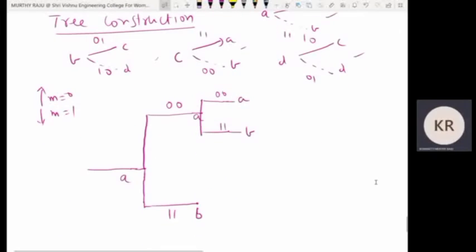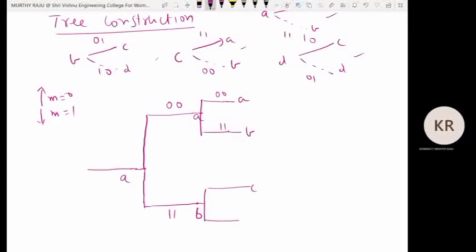Here you are in state B. The two states are C and D, with outputs 0 1 and 1 0.